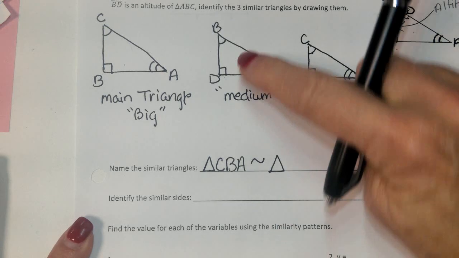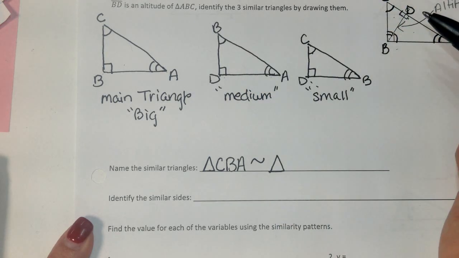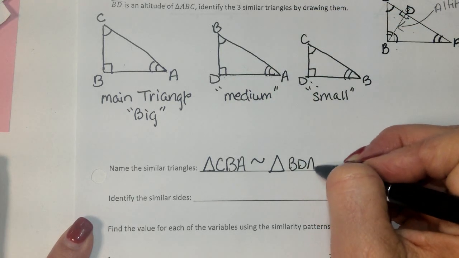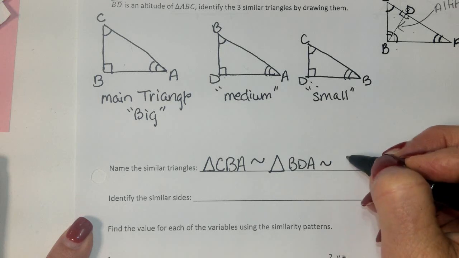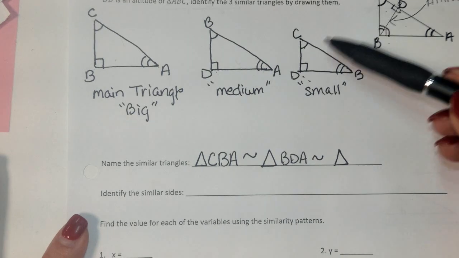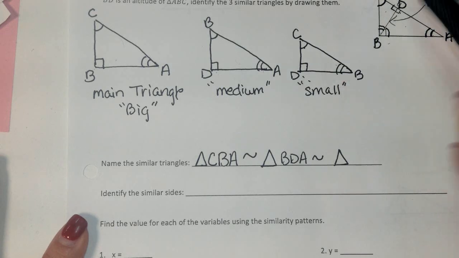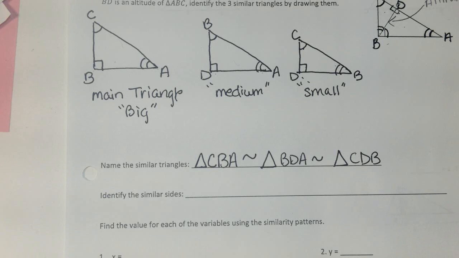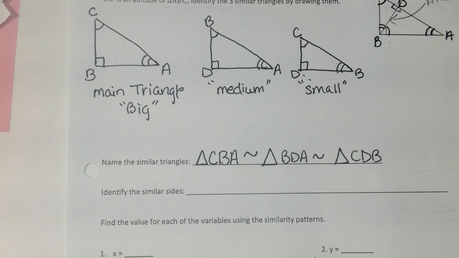So how should we name this medium-sized triangle? BDA. Perfect, BDA. And it's similar to the small triangle, which is CDB. Awesome. Okay. Give y'all just a sec to get that done.